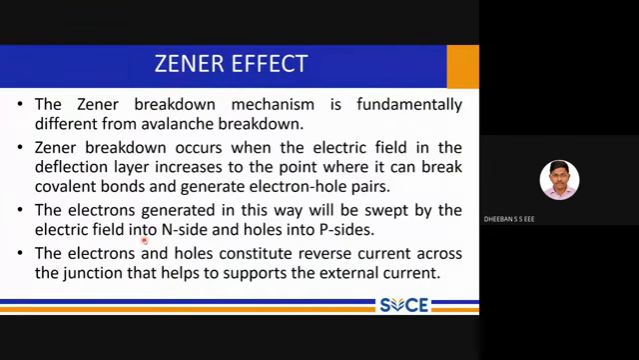Okay, coming to the Zener breakdown, it is fun. It is different from your avalanche breakdown. How it differs is that the electric field in the depletion layer increases. It can break the covalent bond and generate electron hole pairs. So there arise two things.